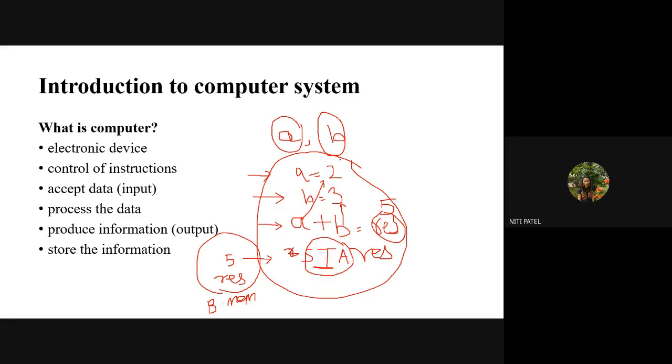Okay, so what do I call this entire thing? A program, but each individual step is considered an instruction. So what is the function of this electronic device? It is used to control all these particular instructions. After that, what is the next function that a computer will do? It will accept the input.